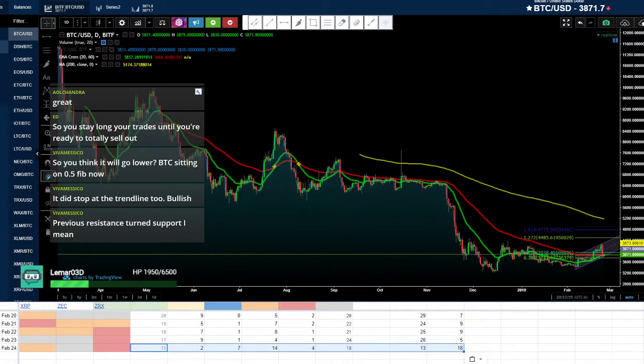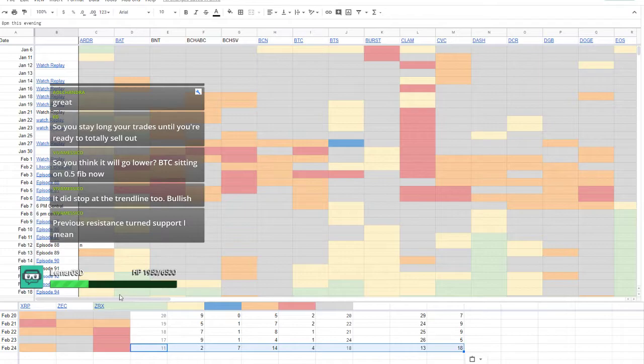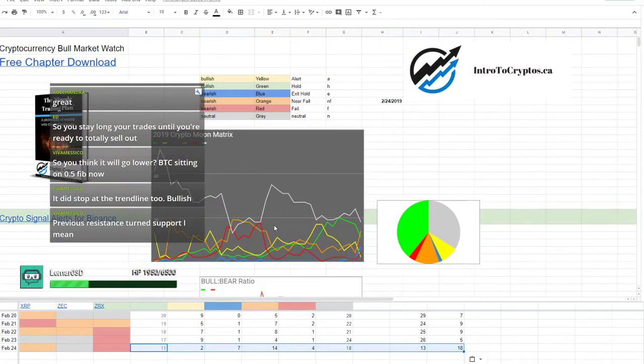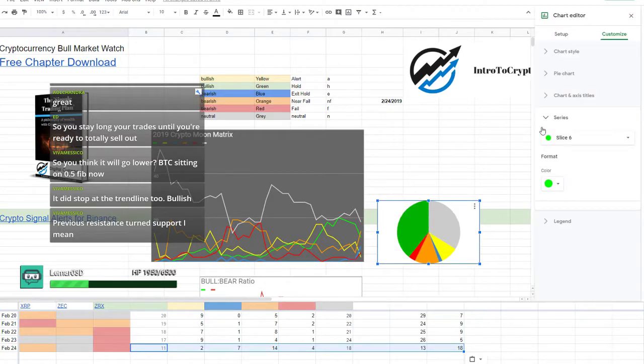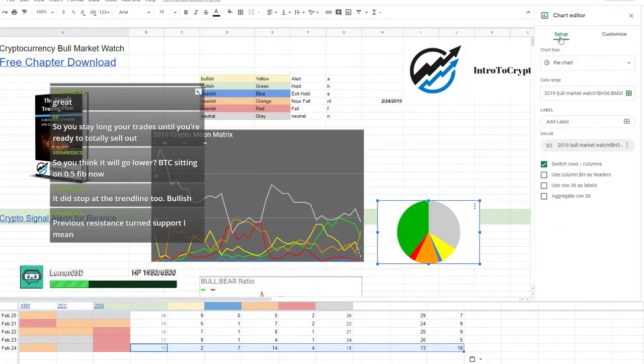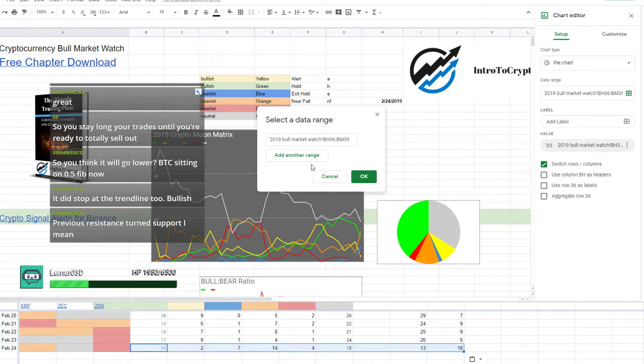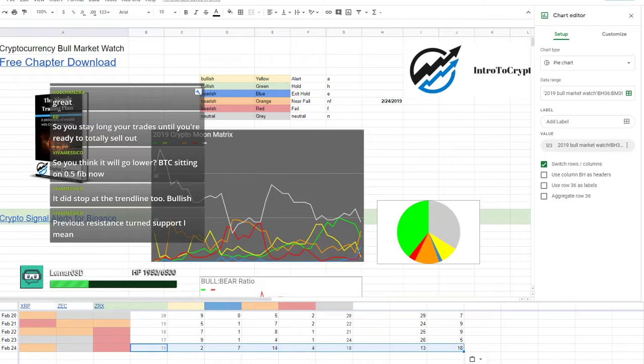Let's see what's going on here on the chat. Now let's wrap it up then and see what we've got for our... We've got more of a bearish index right now. We've got a whole bunch more near fails than we had before. And this pie chart actually doesn't have the right data. I'll fix that later then.